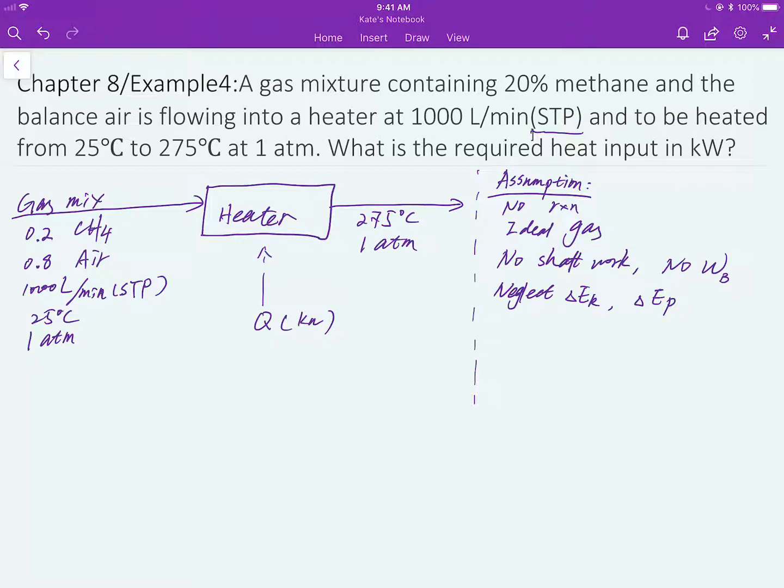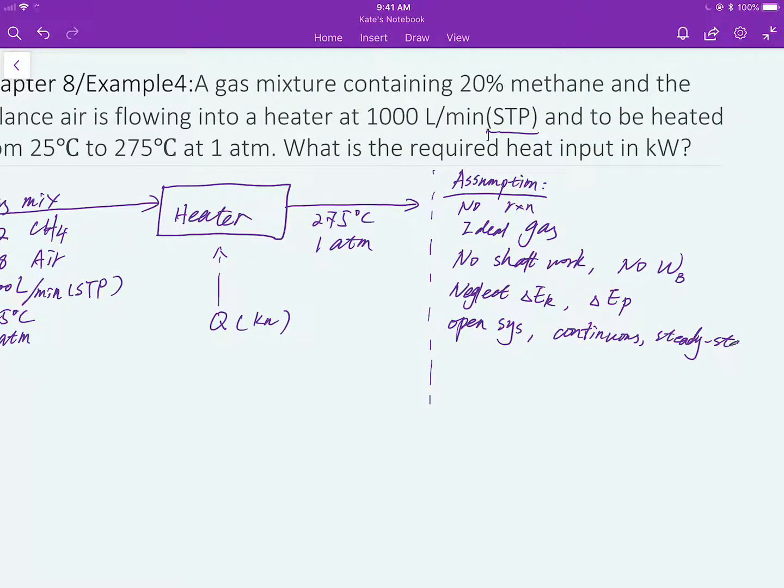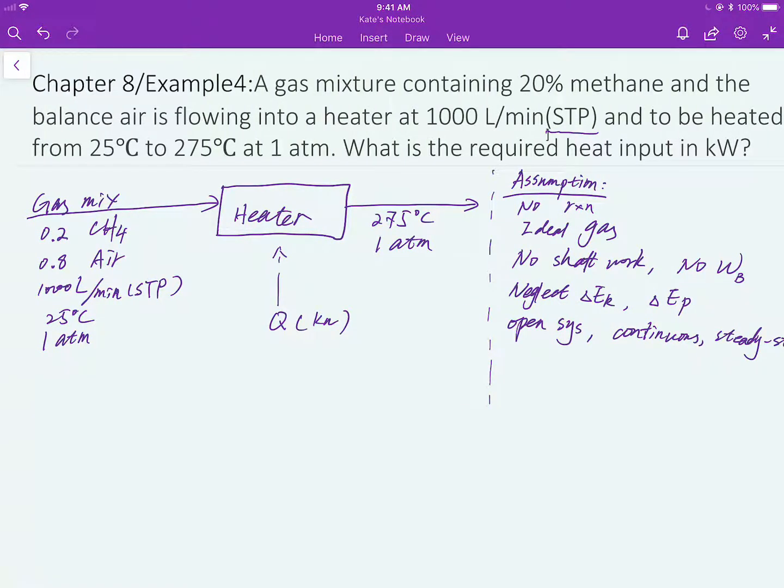Next, because there is a mixture flowing into the heater, flowing in and flowing out, there's a material exchange going on in the system. Then obviously this is an open system. Because it's an open system, I also assume that it's a continuous, steady state process, so nothing changes with time. In this way, it's easier for me to calculate. Okay, based on that, I can start writing the material balance and energy balance equation.